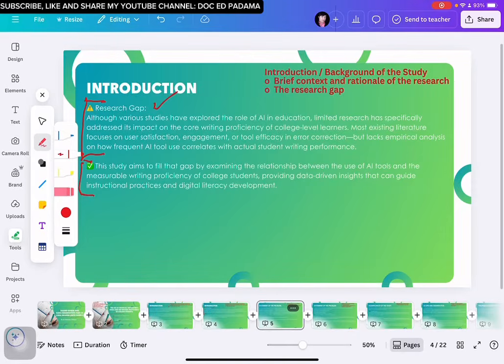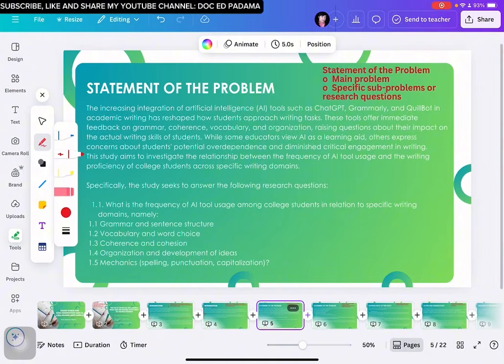The third content of your slide presentation is the statement of the problem or the presentation of the statement of the problem. So what should be included under the statement of the problem? So you have the general problem or the main problem and the specific sub-problems or the research questions or the specific problems. So you can just copy paste in verbatim or in toto what you have written in your manuscript, since this part is not that long.